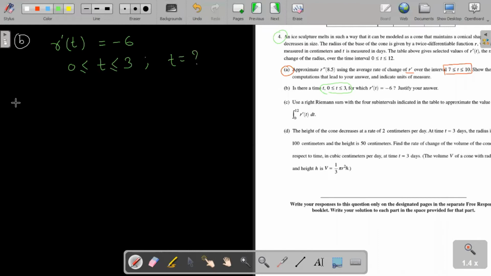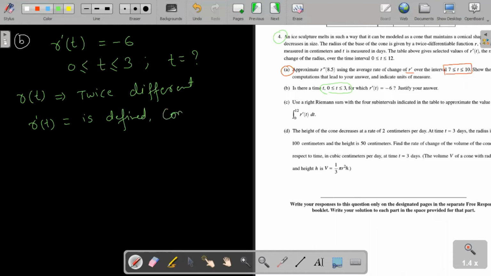Let us see. We know r of t is twice differentiable. It is given in the question. It means r dash t is defined and it should be continuous. Why? Because r dash t should also be defined.